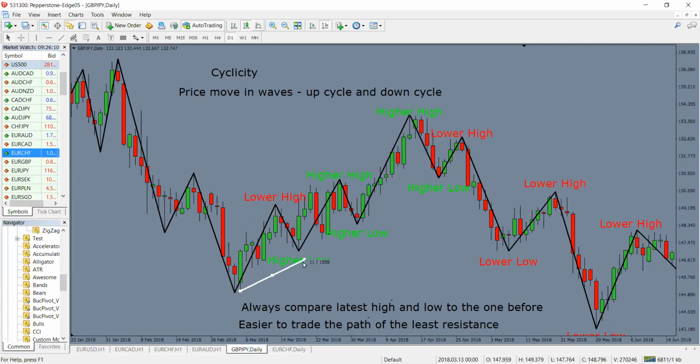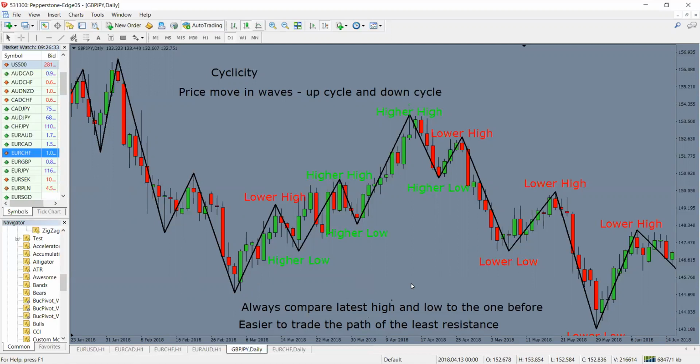And then for the low, I'm still comparing to the previous low. So this is the low part, a swing low. If it's higher, it's simply known as a higher low. If it's lower, then it's simply known as a lower low. So it's just comparing the current high or low to the previous one. That's all we are doing.